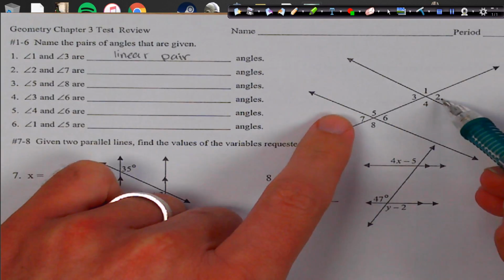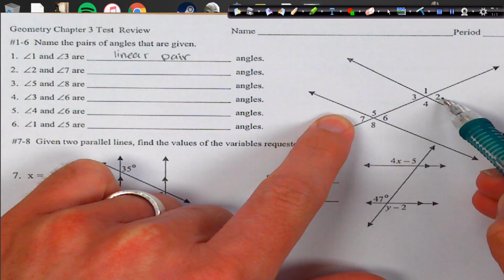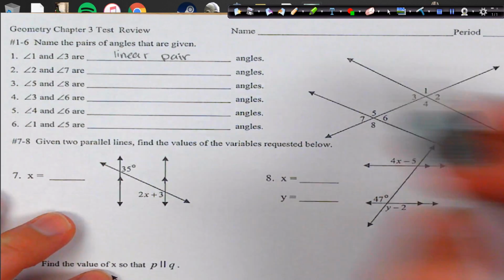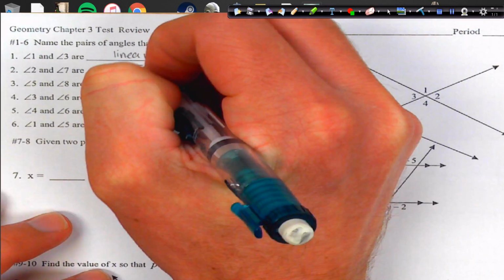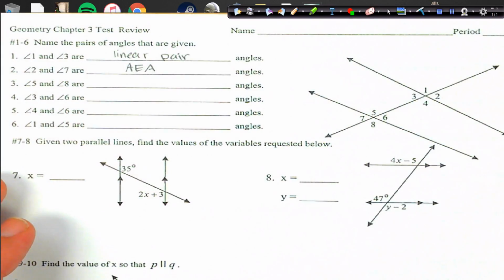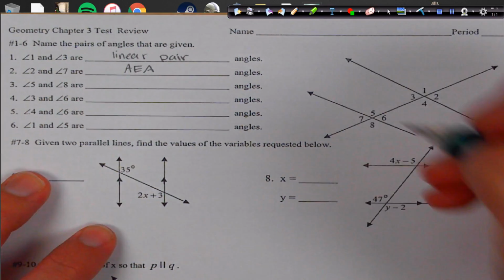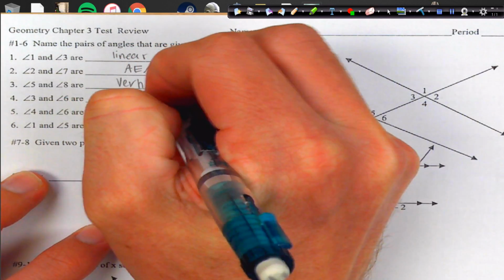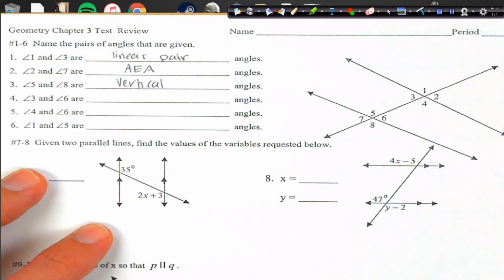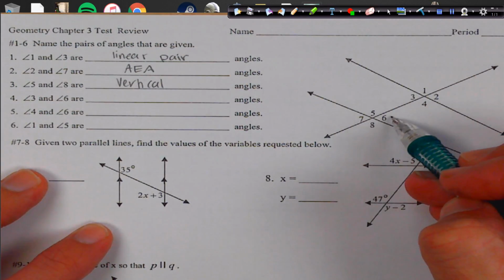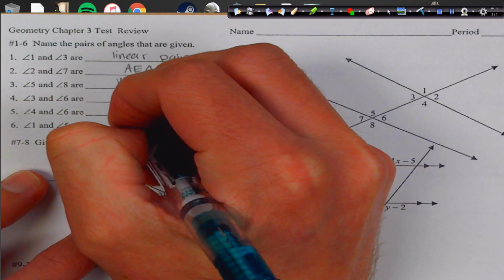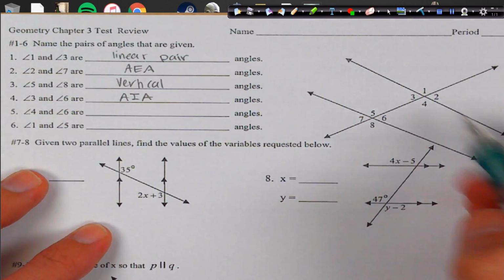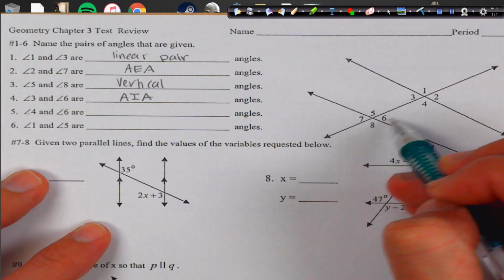2 and 7, they're on the exterior of these two lines, and they are alternating, so alternate exterior angles. 5 and 8, these two are vertical angles, which we know are always congruent. 3 and 6 are alternate interior, so they're on the interior, so those are alternate interior angles. 4 and 6 are same side of the transversal, so same side interior.